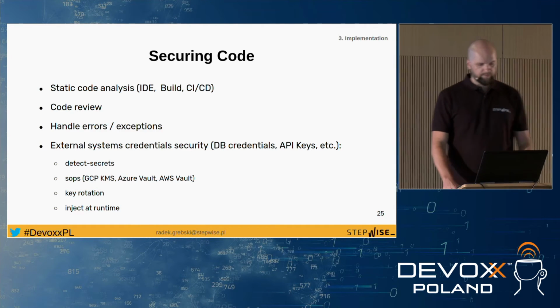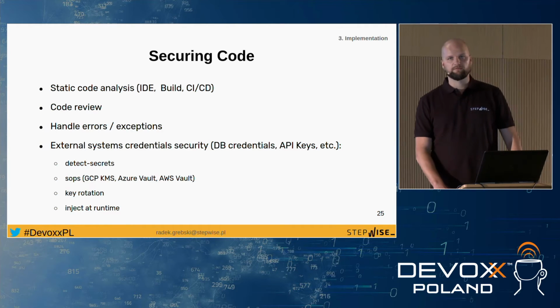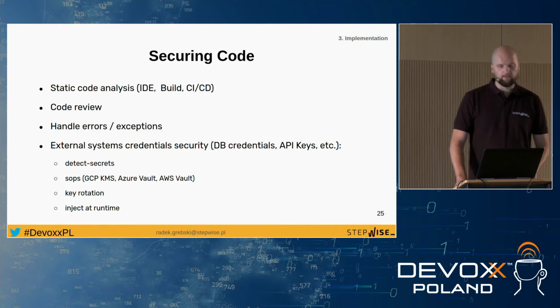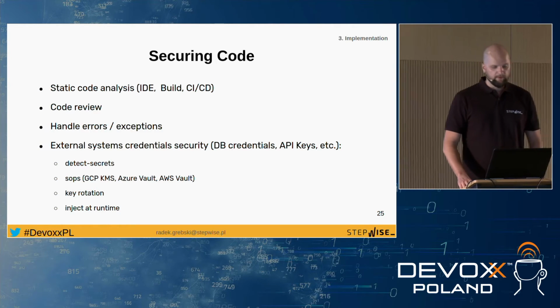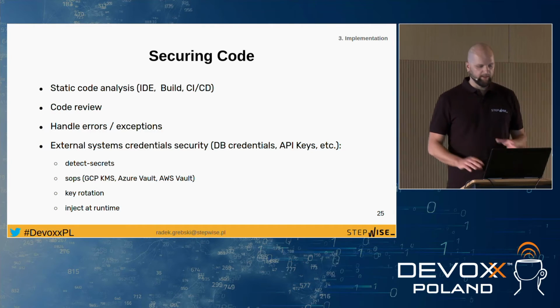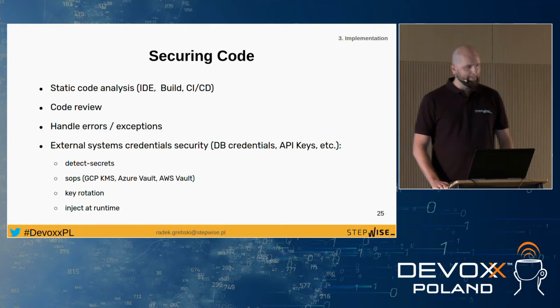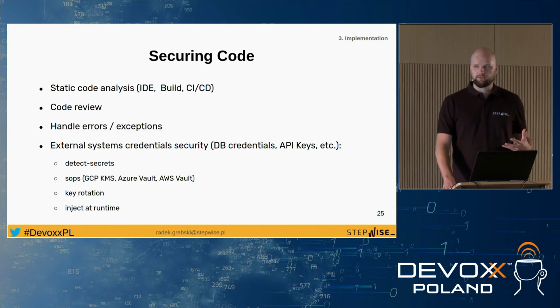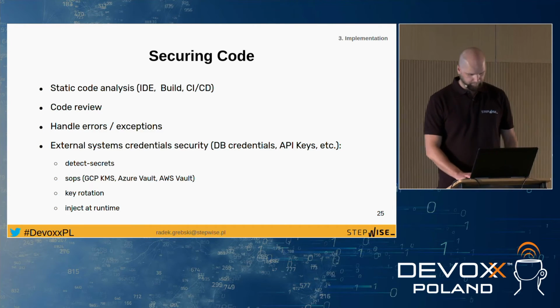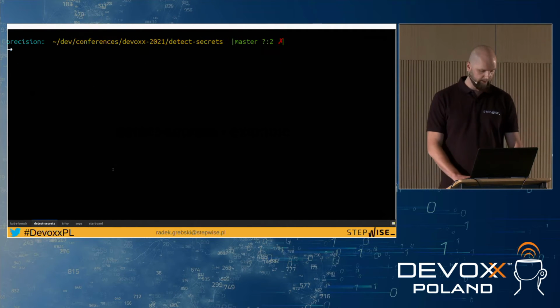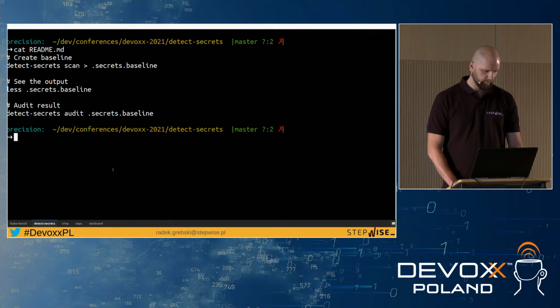Either we can use detect secrets tool from Yelp, or we can use Sops from Mozilla, or the best, we can use both, because the purpose of one and another is a bit different. I will show an example on the next slides. And we should rotate those credentials. Okay, so let's take a look at detect secrets. This is my cheat sheet as well.